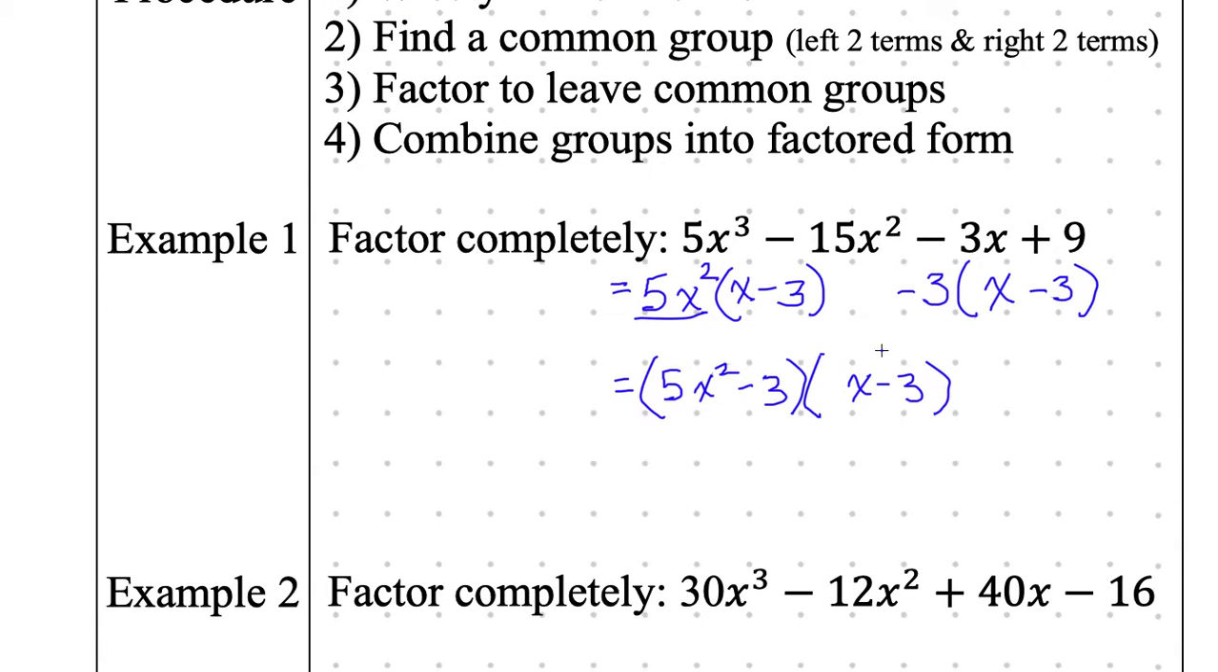We have factored this, and just checking, can I factor this guy anymore? No. Can I factor that guy anymore? No. If it was perfect squares here, it would be a difference of squares, and I'd factor even further, but there it is. That's as far as I can go. All right, so that completes example number 1. You can box it.